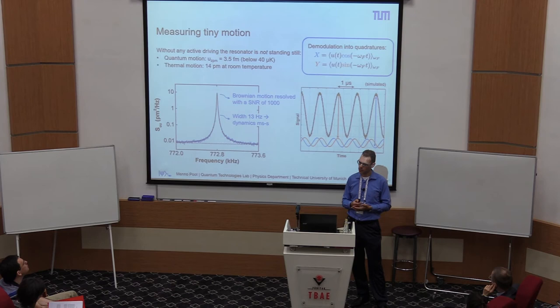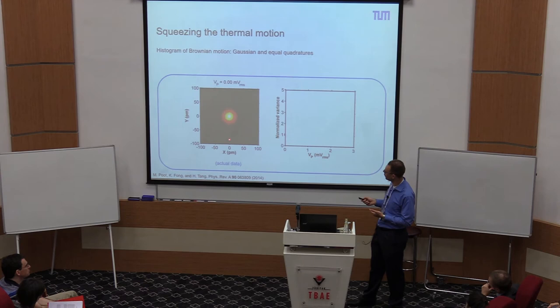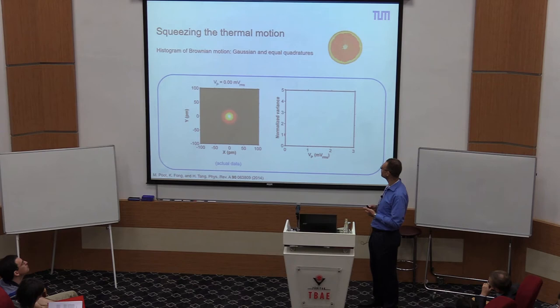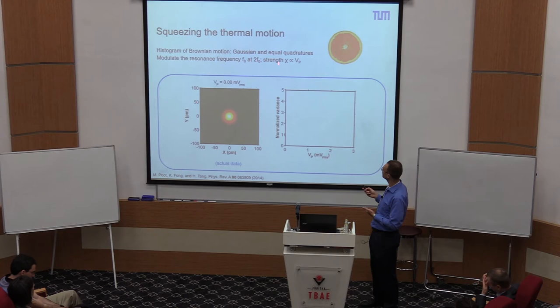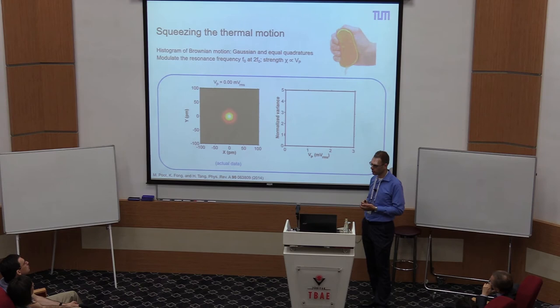In other words, we can make histograms like this, where we now look at the thermal motion, and you see it is a nice symmetric Gaussian shape in both x and y quadratures. But now what we can do is take this nice circular shape and actually squeeze it. We apply a modulation, a pumping frequency, at twice the resonance frequency with varying strength. And when we do that, we take this circular shape and squeeze it, as it's called. That is shown in the movie that I'm just going to play here.